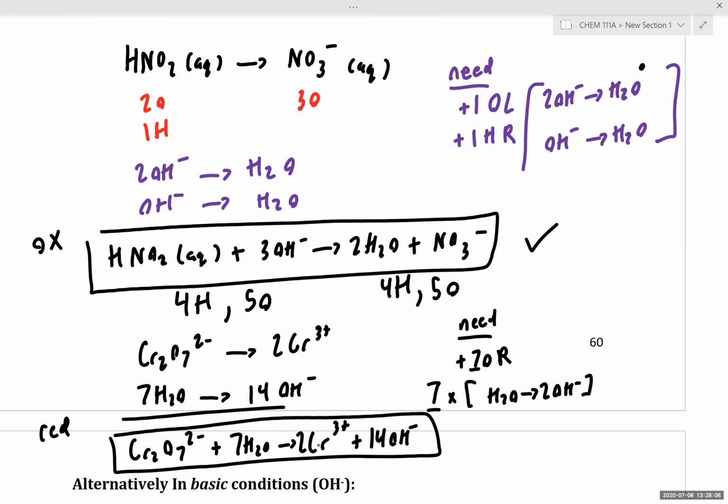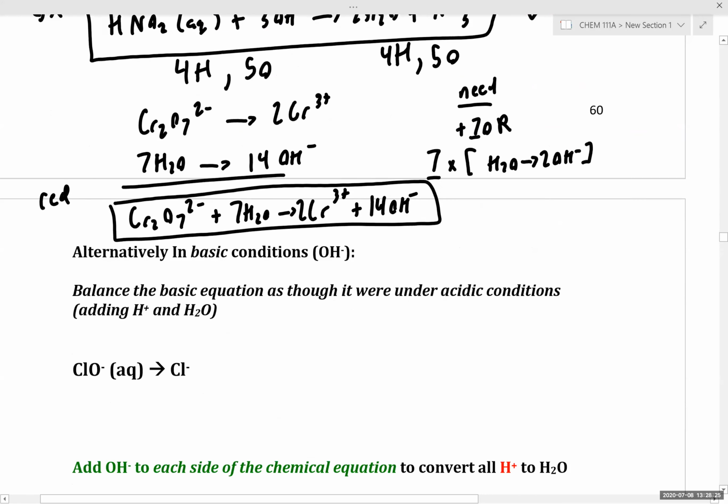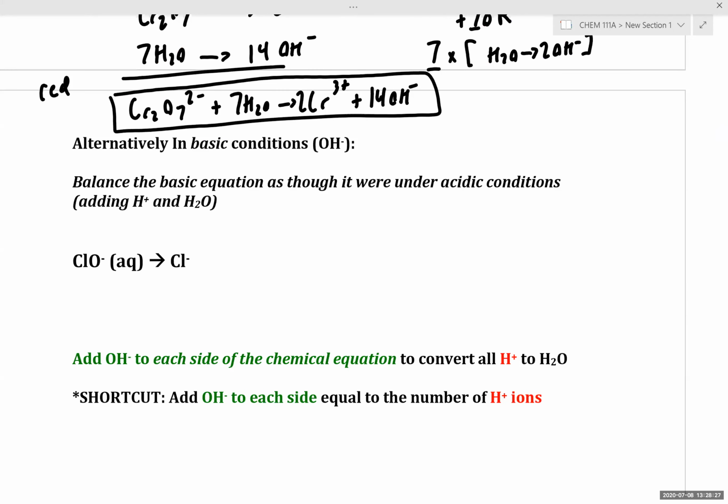It will tell you whether to balance under acidic or basic conditions. I'm just right now showing you how to balance under both of those conditions, but you'll be told in these problems whether it needs to be balanced under acidic or basic conditions. So as an alternative, under basic conditions, there's a nice trick.